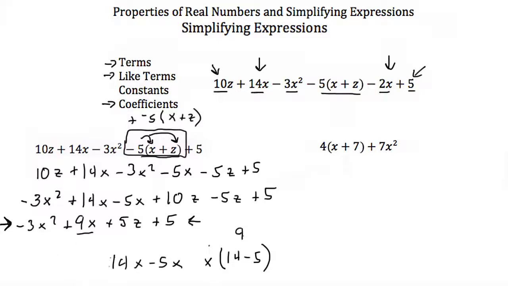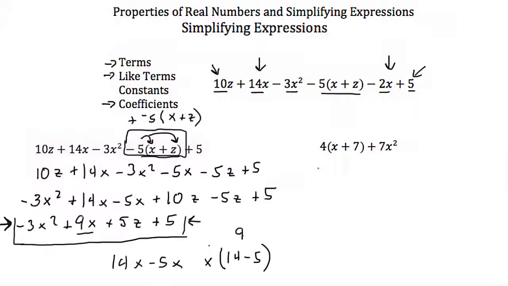But you don't usually want to do all those steps, so if you can remember this, you can always just add your coefficients as long as you have like terms, or terms with the same variable and the same power. So here's our simplified expression, negative 3x squared plus 9x plus 5z plus 5. Let's try the next one.